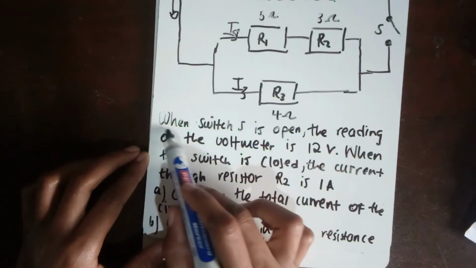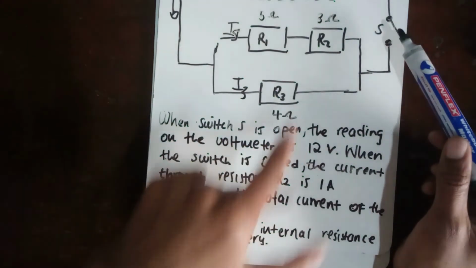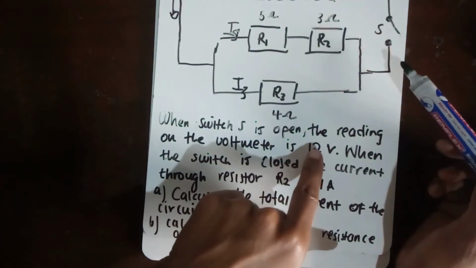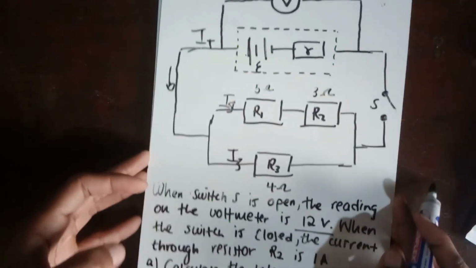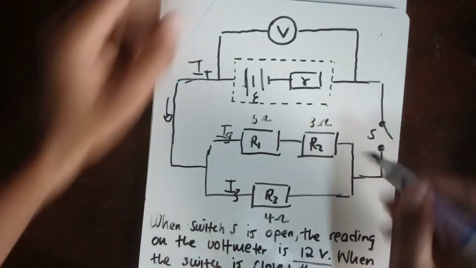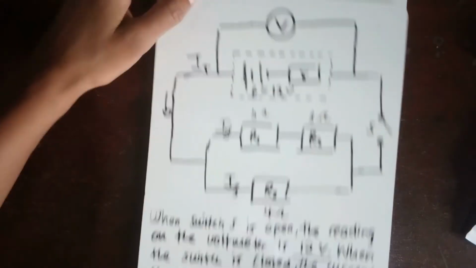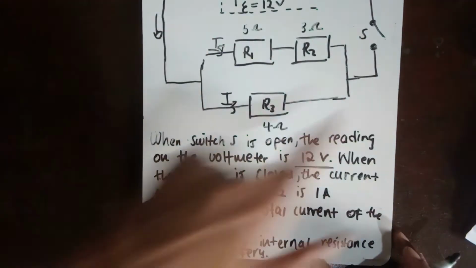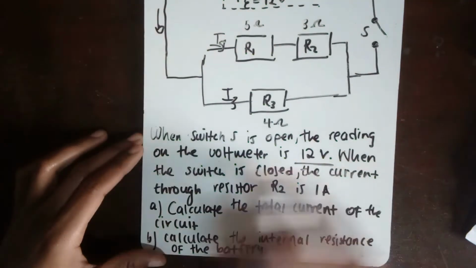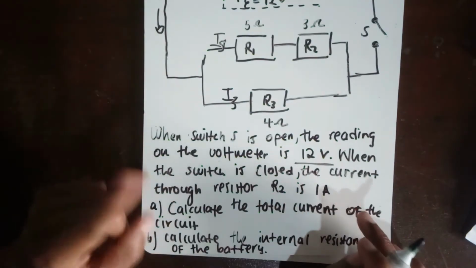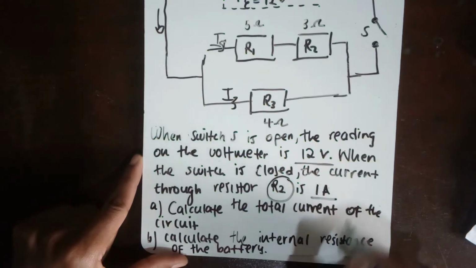So when they say when this switch S is open, the reading on the voltmeter is 12V. So what is that 12V? Think about it in terms of what you've just explained. That 12V is actually our EMF, because it is the reading we get when there's no current flowing in our circuit because the switch is open. Correct. So when that switch is closed, they're saying an important thing. They're saying the current through resistor R2 is 1 ampere.